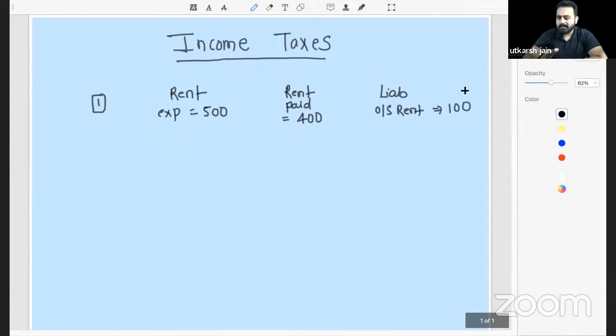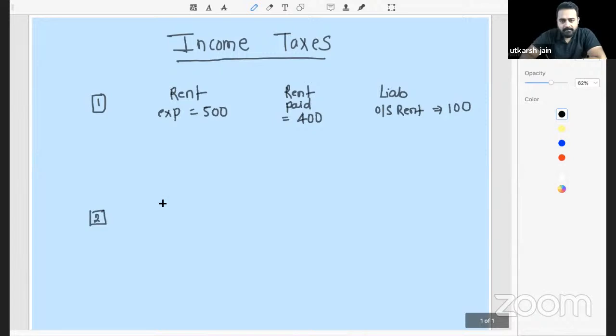So that's a simple concept. It's an intuitive concept. We understand this. I was supposed to pay 500, for some reason I paid only 400. Okay, fair enough, no problem. We're going to create a liability of 100. Easy, simple, straightforward. Now, second scenario.